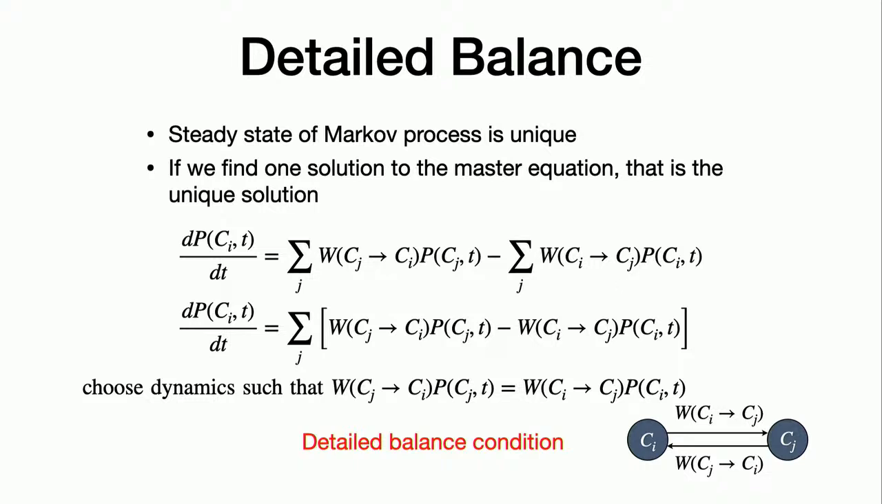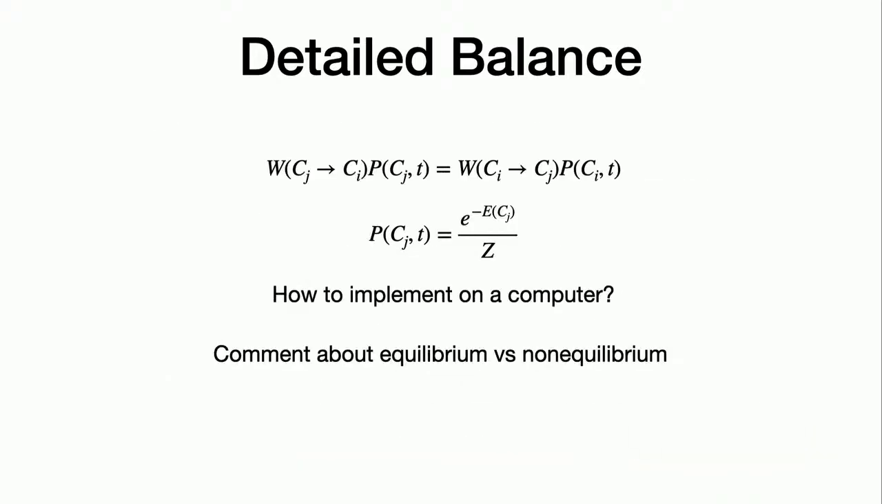Because I've made the right hand side 0. And this condition is called a detailed balance condition. It says that pairwise probabilities are conserved, probability currents are conserved. Okay, now for simulating equilibrium systems, people typically use the detailed balance condition.